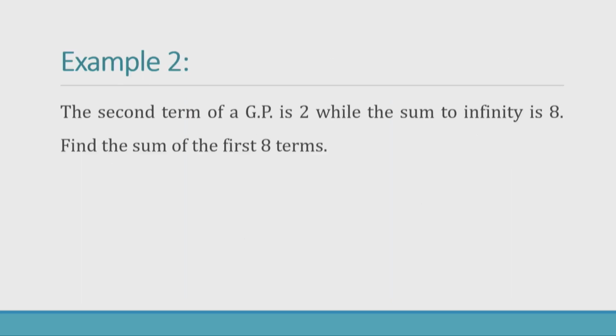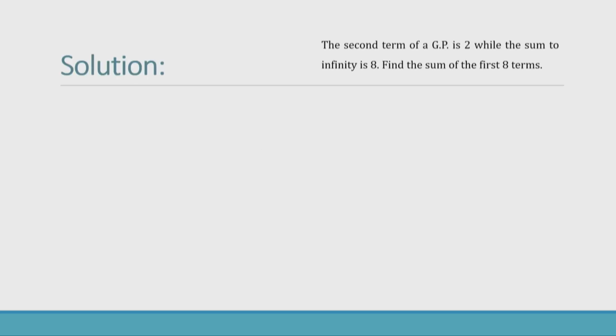We now move on to example 2. The second term of a GP is 2, while the sum to infinity is 8. Find the sum of the first 8 terms. So here we have been given the second term is 2. That is, we are going to use Tn, which is equal to a r power n minus 1. So T2 is 2 means ar equal to 2. This is my first equation.